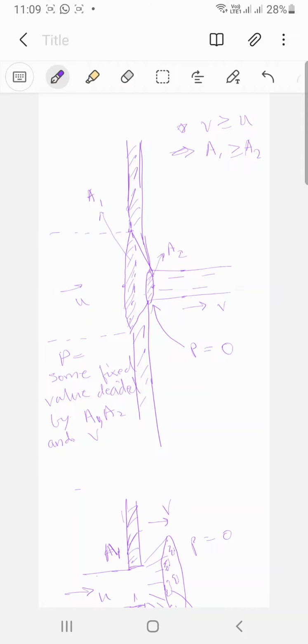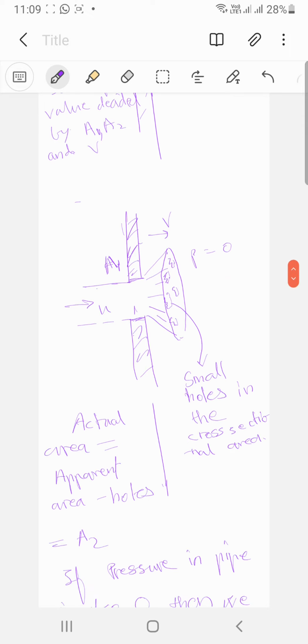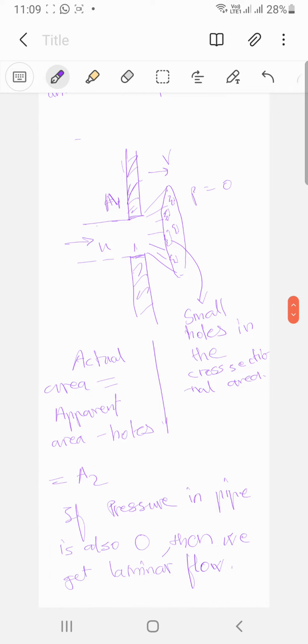What you are seeing right now is a nozzle which basically gives laminar flow into the atmosphere, right? So there's a pipe from which water is coming out through the nozzle, and that nozzle is going to provide a laminar flow. Sometimes it cannot provide a laminar flow, and then this happens: it spreads out and sprays, and there are small holes in the cross section. So the actual area is still A2, but that's going to be the apparent area minus the holes.